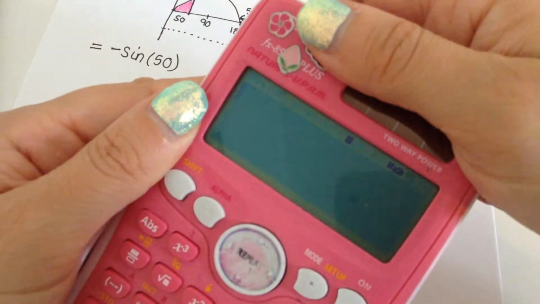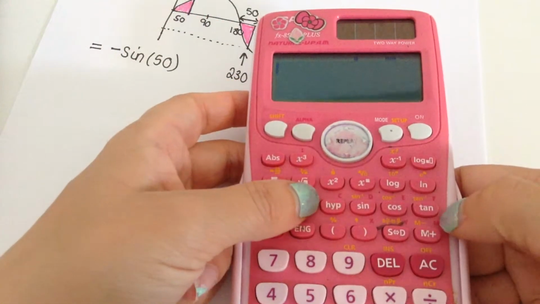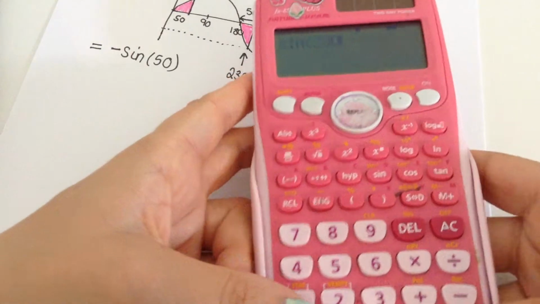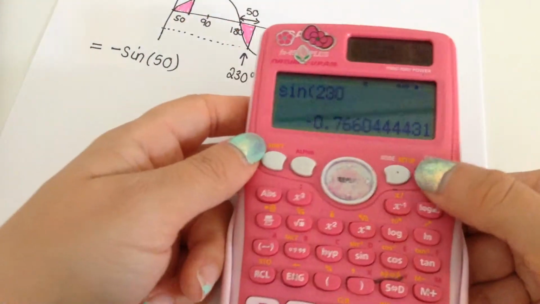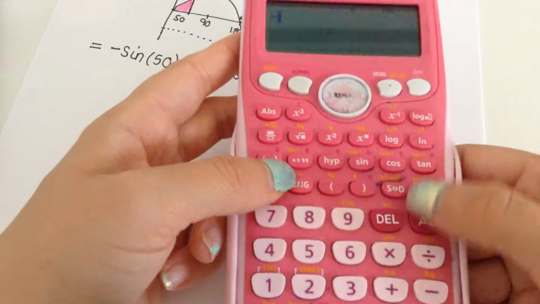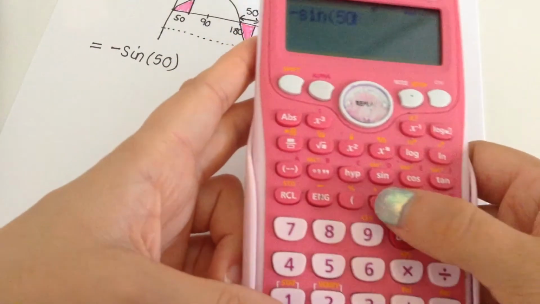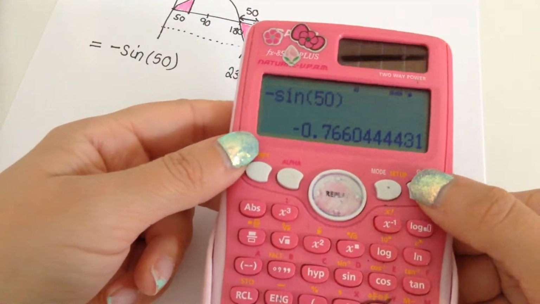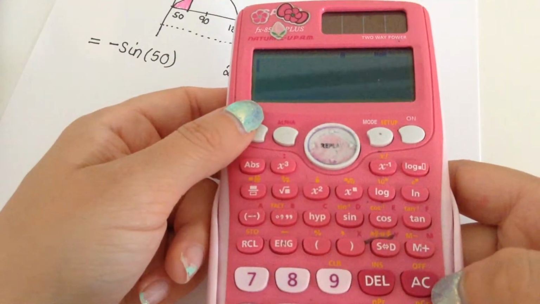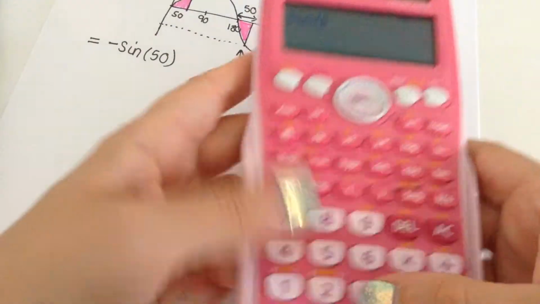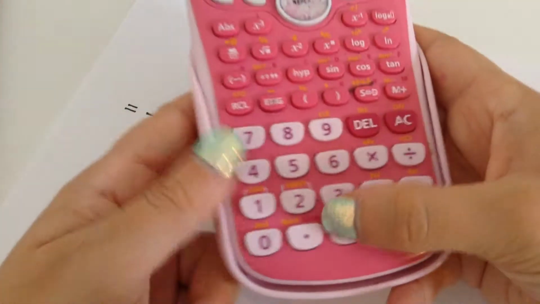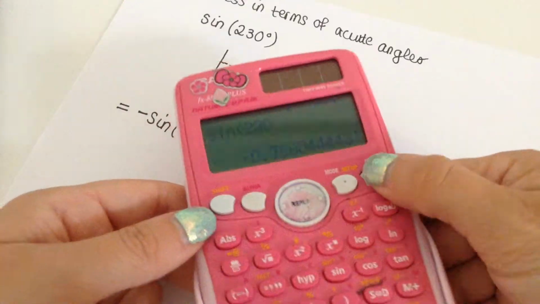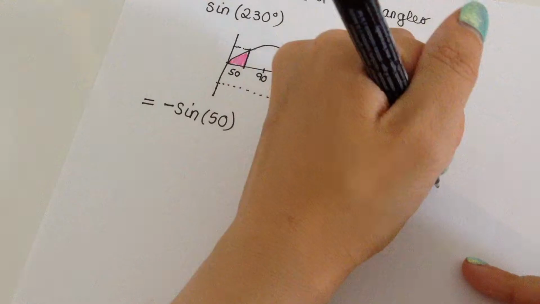And then if you're not confident, you can check on the calculator, is that in degrees? Yeah. So sine of 230 is minus 0.77, minus sine of 50 is minus 0.766. So yeah, it's the same. Well, I've already forgotten what the first thing was. 0.766. Yeah, that's right.